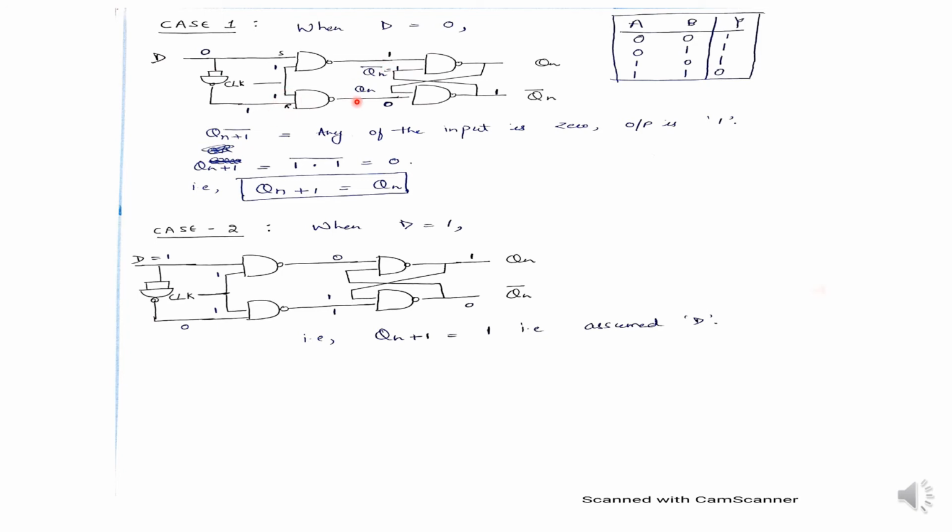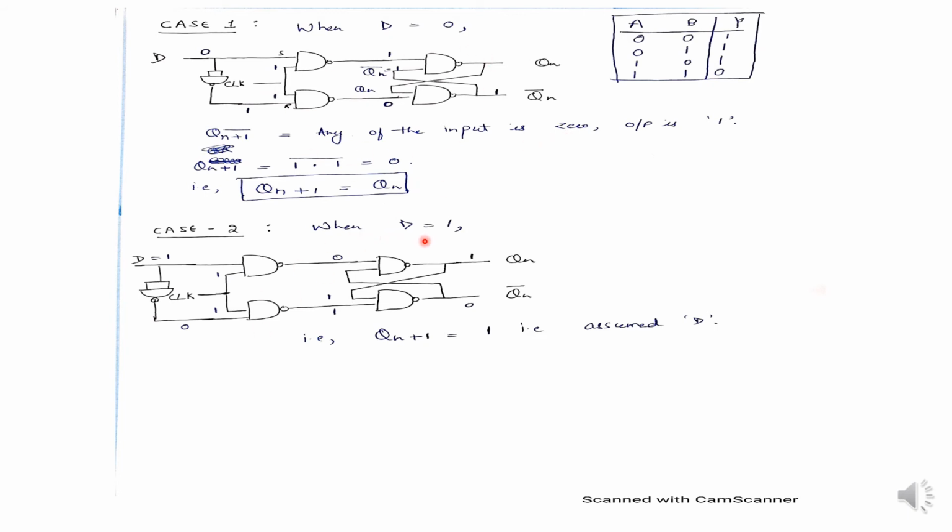Okay, and what will be the output here? Because both of the inputs are 1, the output will be 0 here. So I have written here, if the output is 0, that means we can solve this gate easily. If one of the inputs of the NAND gate is 0, the output is 1. So this 1 is fed back here. So 1 into 1 equals 0. That means we are getting the same output as we assumed for the input. That means Qn+1 equals Qn. You can easily solve it.